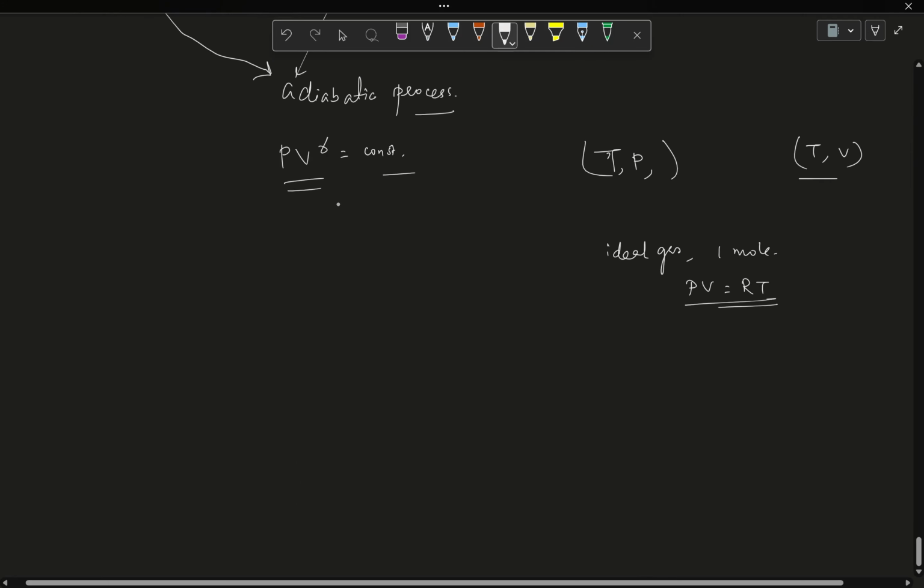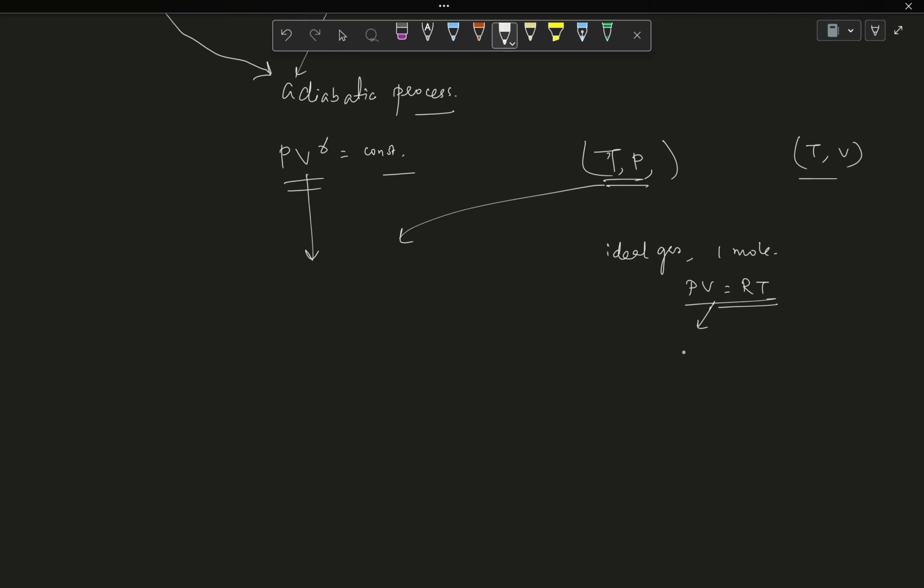Basically you have to replace this V by some quantity that is related to P and T, and the easiest way out is this: V can be written as RT by P. Okay, so now this volume has been represented in terms of a constant R, the temperature T, and the pressure P. So that is what we substitute here: P into (RT by P) to the power gamma is equal to constant.